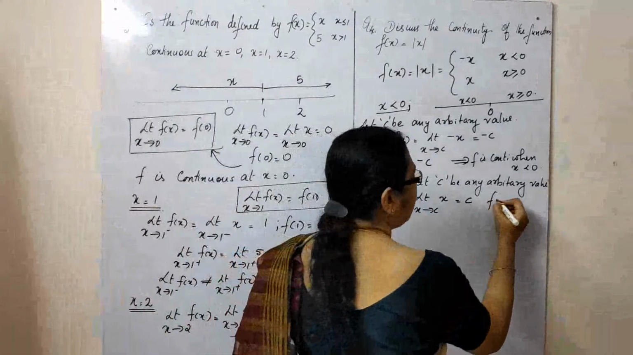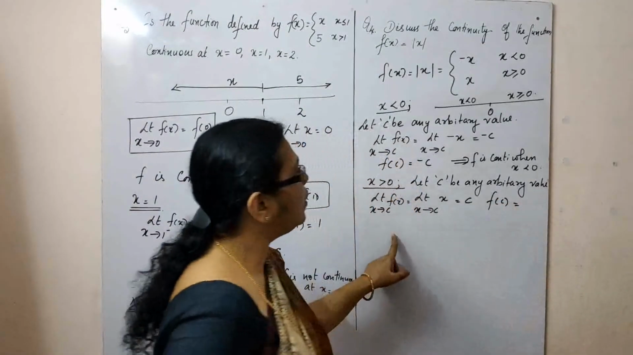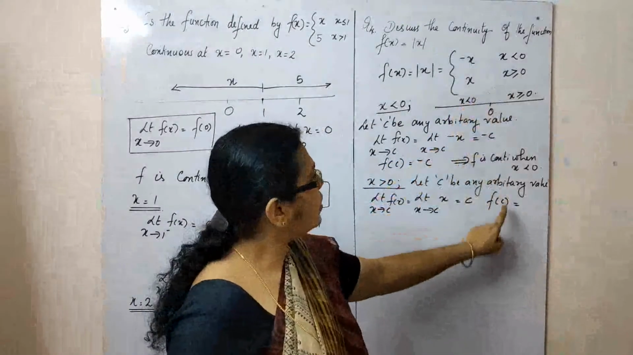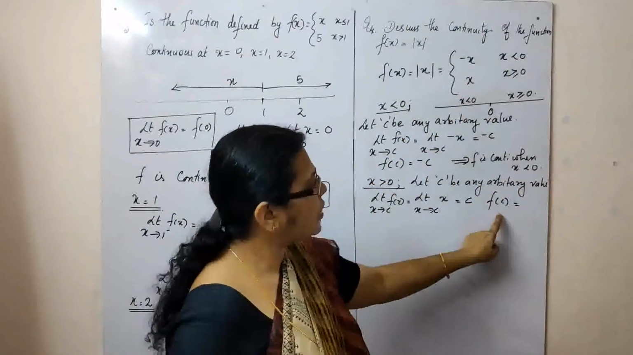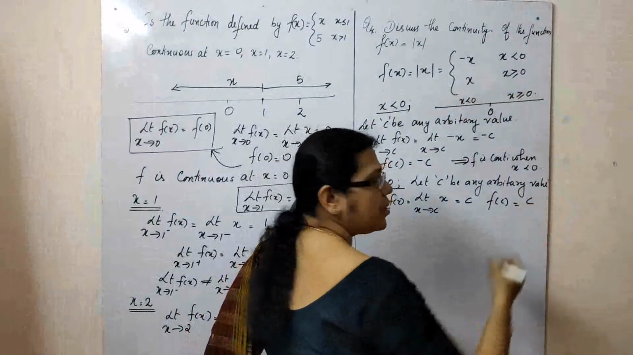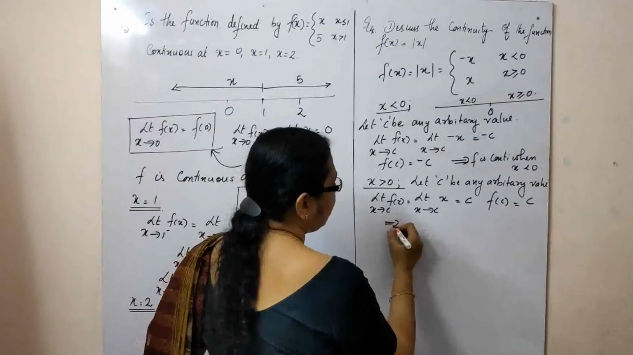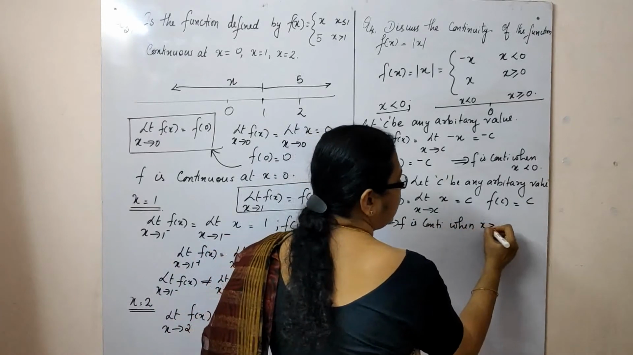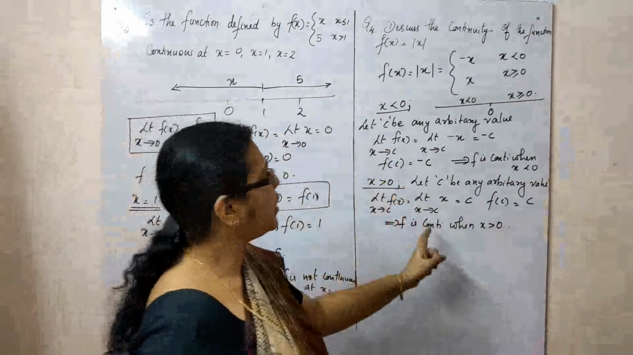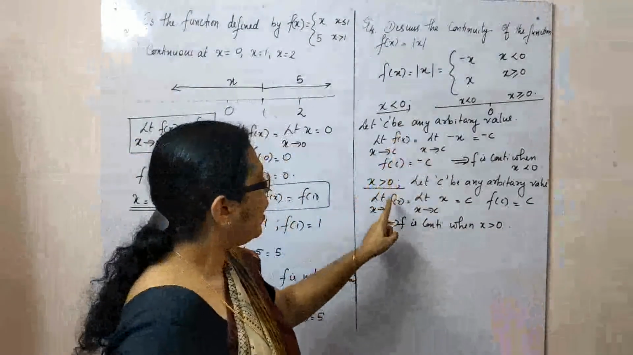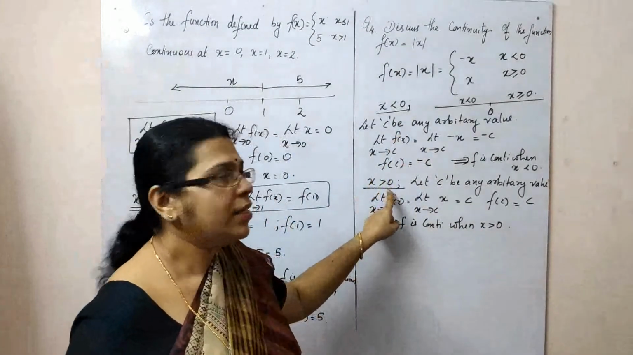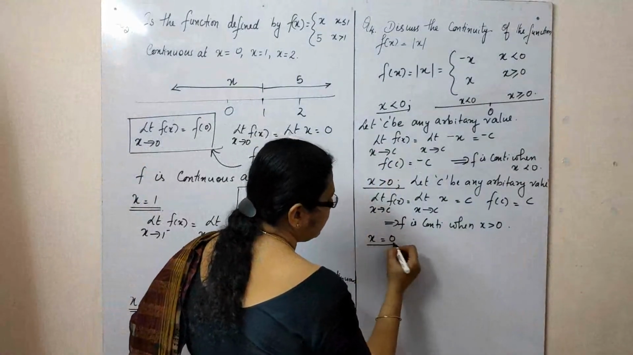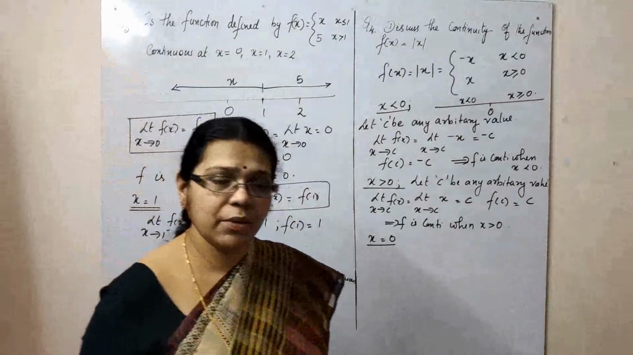Now, what is f of c here in this case? F of c is equal to, here x is greater than 0, it is x again. So f of x is equal to x. What is f of c? F of c will be equal to c again. This implies f is continuous when x is greater than 0. So, we have discussed for the values of x less than 0 and greater than 0. Now, what is remaining? The value of x is equal to 0. What happens when the value of x is equal to 0?